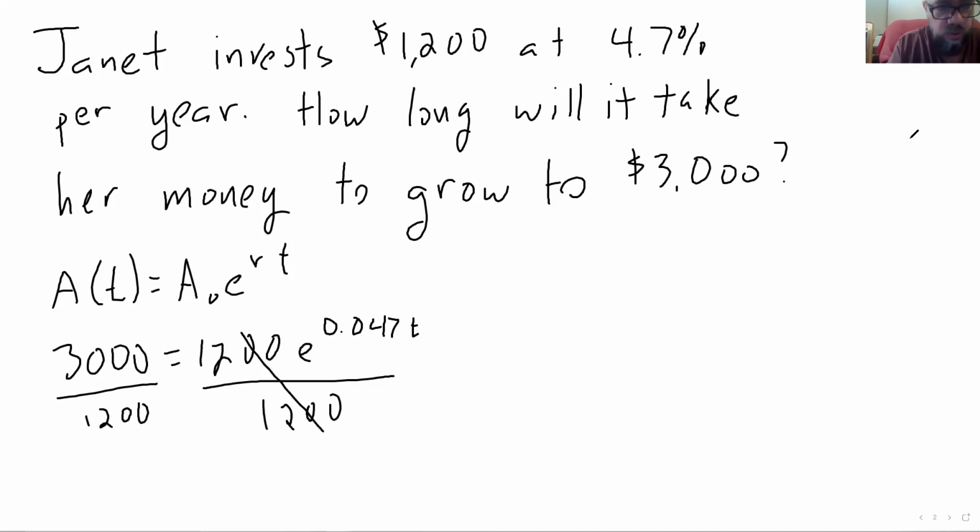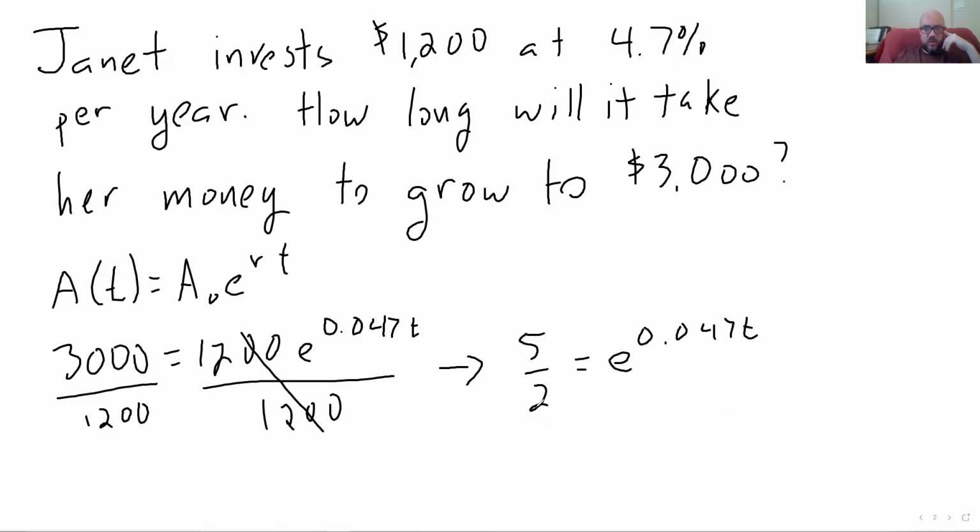So we do that, and 3,000 over 1,200 is like 30 over 12. So if I divide both of those by 3 or by 6, I end up with 5 over 2. So I end up with 5 over 2 equals e to the 0.047t. Now, I made a big deal about why this is interesting. So here's why this is interesting.